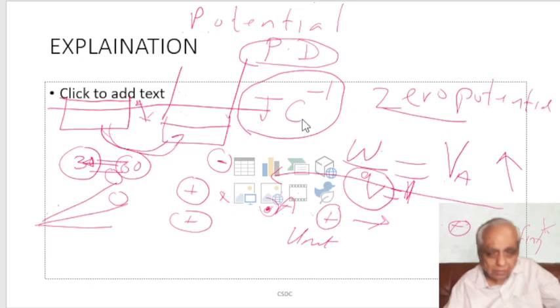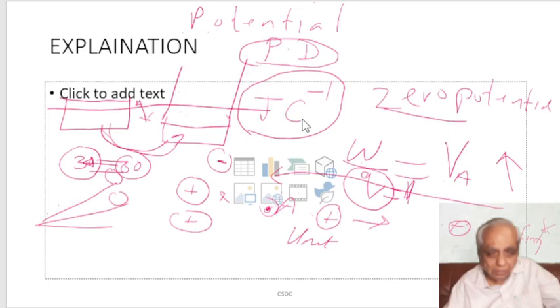So in case from infinity you are bringing a charge of 1 coulomb to A and the work done is 4, it means the potential at A is 4 volt. So VA, if I say is 4 volt, what does it mean? It means the amount of work done in bringing a unit positive charge from infinity to A is 4 joule.